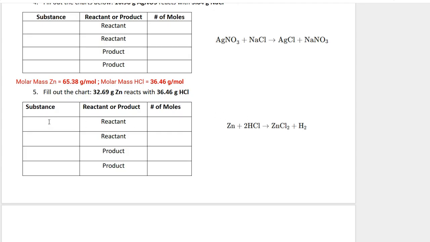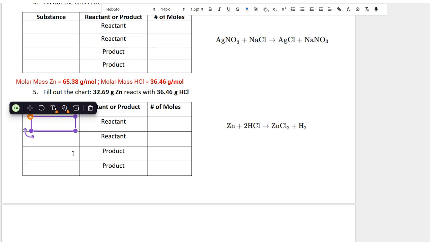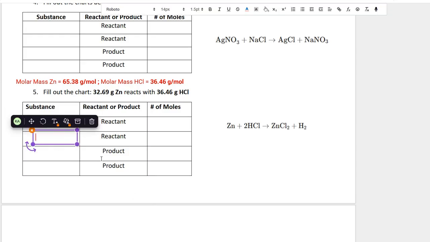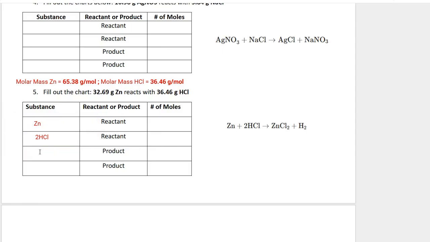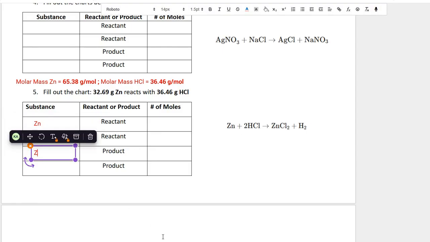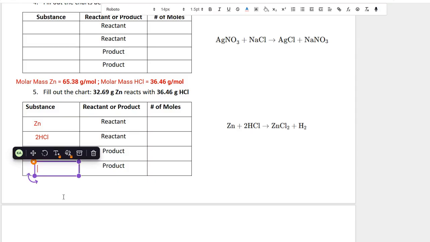You try to do number 4. So the easy part is the substance. What are the reactants? All I have to do is look at the equation. Everything to the left of the arrow, those are the reactants. So our reactants here are zinc and 2HCl. And what are the products? What gets made, what gets produced? That's everything to the right of the arrow. So we get zinc chloride, ZnCl2, and we also get hydrogen gas, H2.